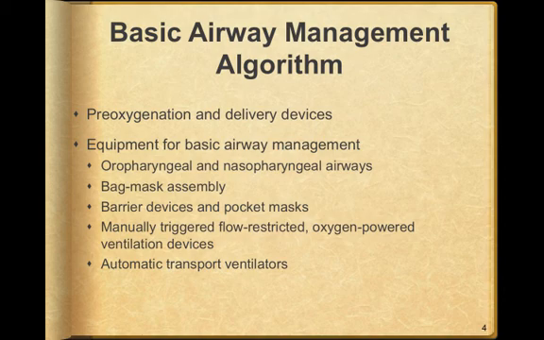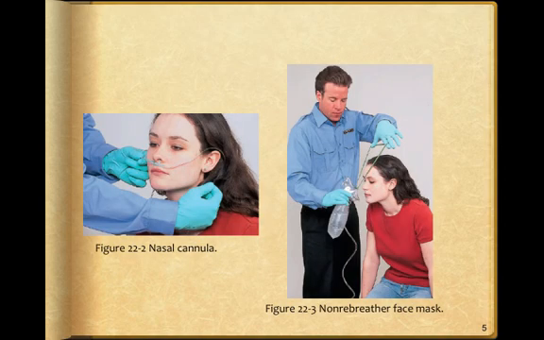Equipment for basic airway management would be the basic airways, which are oropharyngeal and nasopharyngeal airways, a BVM, a barrier device, a pocket mask, manually triggered flow-restricted oxygen-powered ventilation devices, and this is a demand valve, and then various types of automated or automatic transport ventilators. And this is a nasal cannula, which adds a considerable 0.5 to 6 liters per minute. That's what you can deliver via nasal cannula, and that might take them pretty close to a 60% increase in the amount of FiO2, or the oxygen percentage.